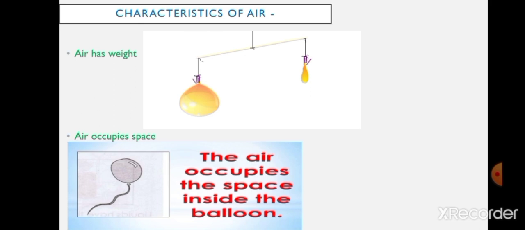If we hang two balloons filled with air, like you can see in the picture, tied at the two ends with a string, you can hang it on a stick. Afterwards, if you burst one of the balloons, the other one, with full air, will come down slightly lower, and the one without air will go upwards. Why? Because the one which has weight will come down, right? So air has weight.